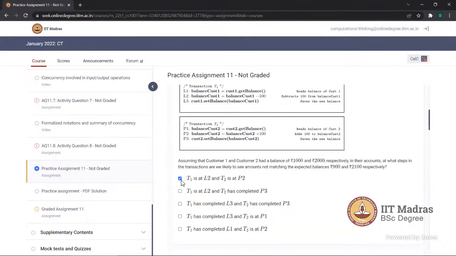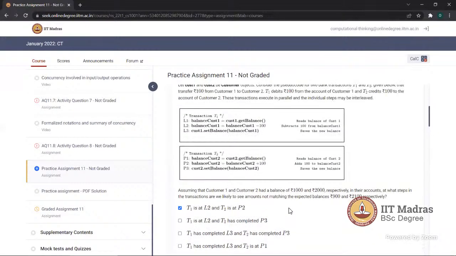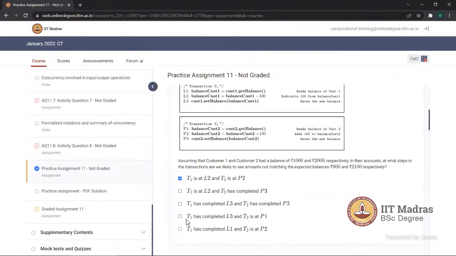T1 has completed L3. Yes, I think it should now reflect 900. And T2 has completed P3. Because the balance has been set, it's going to be matching. So this answer should not be selected. Okay. Then the fourth one: T1 has completed L3. This one will match 900, but T2 will not. T2 is at P1. So this will not match?